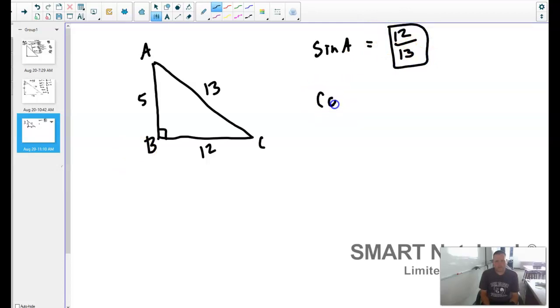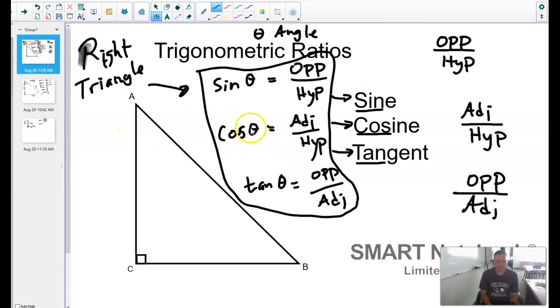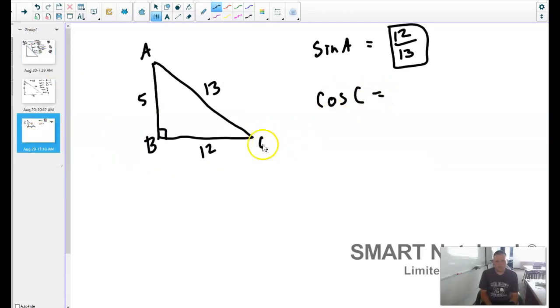Okay, let's say I went, what is the cosine of C? Well, again, I would go to C, and I know that the cosine's ratio is the adjacent over the hypotenuse. So I say, okay, what's the adjacent to C? There it is. So we go 12 over the hypotenuse, which is 13. It just happens to be the same ratio, but we have different angles, okay?